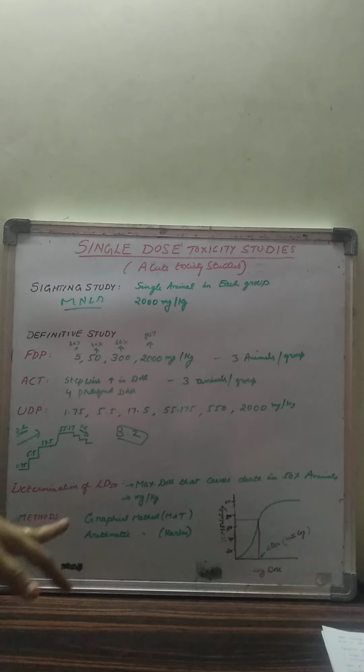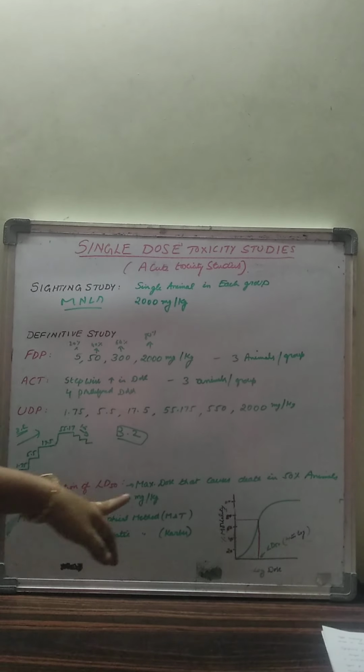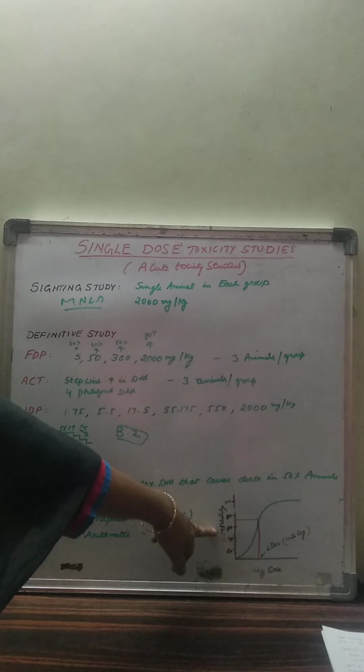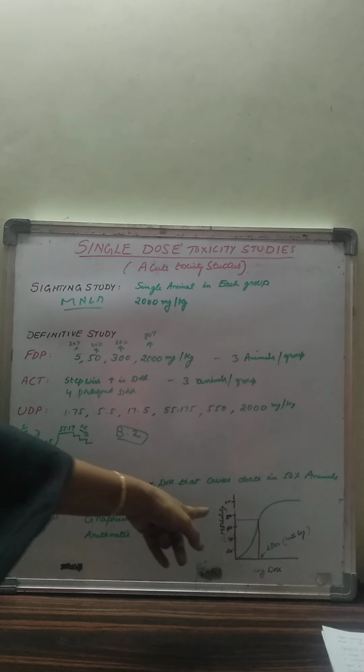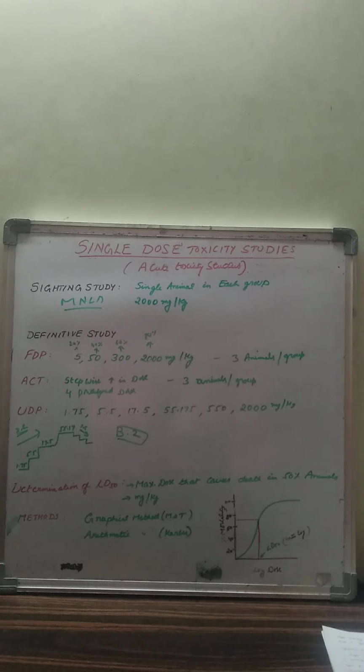Accordingly you plot the graph, which is similar to your dose response curve. Instead of percentage response, here we are taking the percentage mortality. Here the response is nothing but death. Death is taken as the response or endpoint. So percentage mortality is taken on the y-axis and log doses on the x-axis. In your dose response curve, with the same type of graph, you can calculate the ED50, that is effective dose 50. But here, as we have taken mortality or lethality, you will get the LD50.